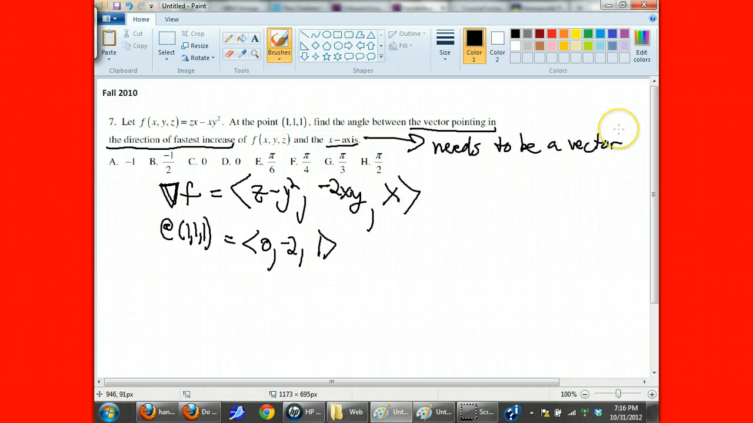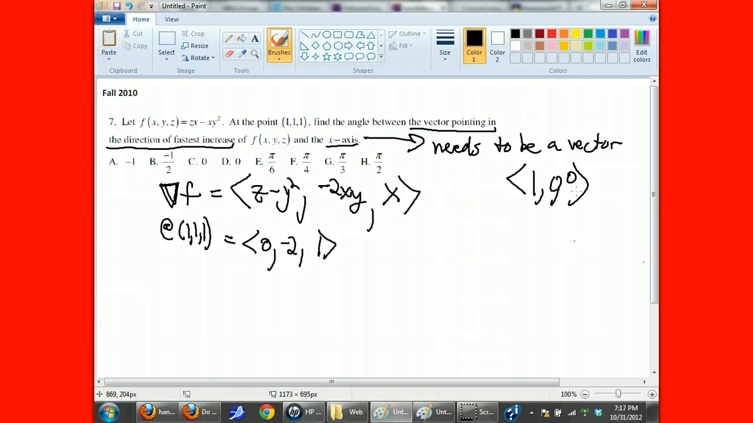So we get a vector. Any vector that points in the direction of the x-axis. Both y and z have to be 0. But the x can be anything you want it to be. 1's nice. Doesn't matter. As long as it points in the direction of the x-axis, you're good. Doesn't matter how long it is. Alright, so we're good. Let's go 1, 0, 0. Let's use i. There you go. Angle between these two vectors.